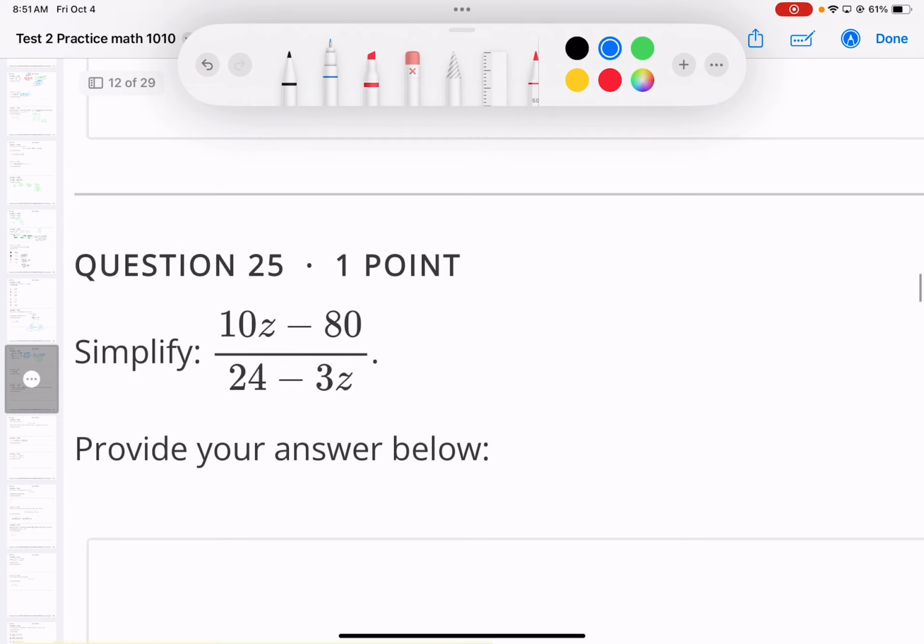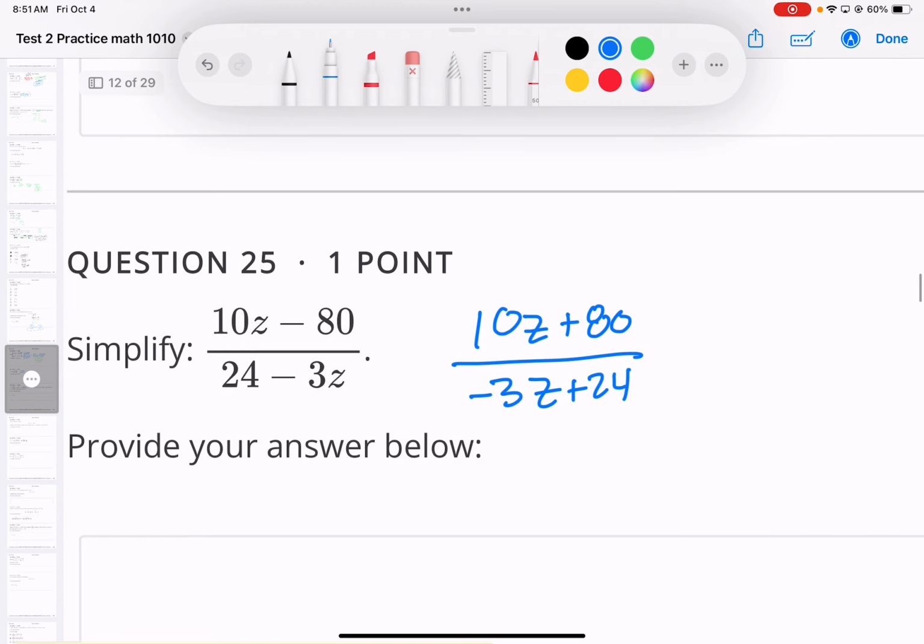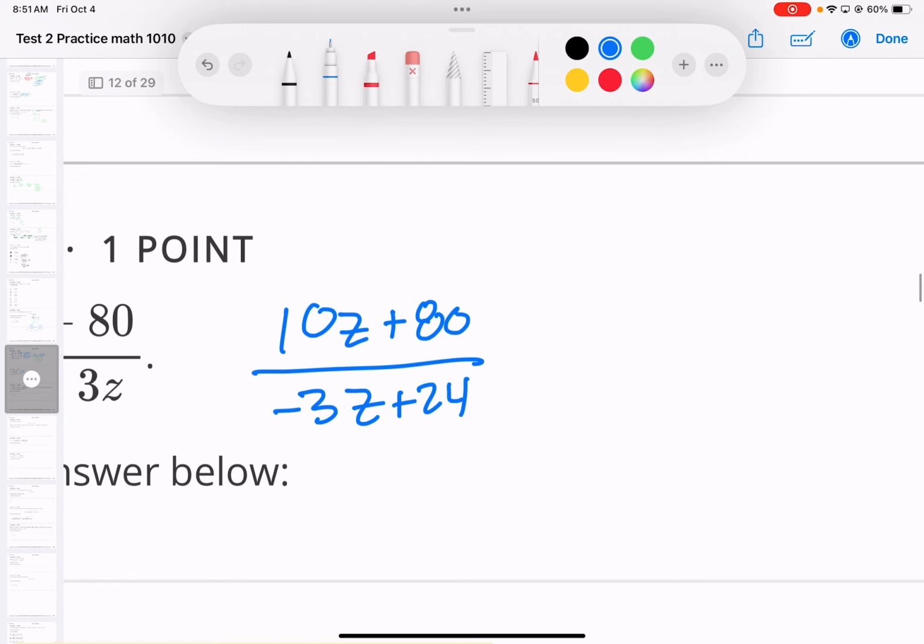Okay, when I simplify this, what's going to be the first step to make this a little bit easier? Should I reorder these? Can I do that? Yeah, I can use the commutative property, right? So I've got 10z plus 80 over negative 3z plus 24. That just gets it in the same form so we can see what we need to get rid of. I'm going to pull out a 10. It's going to give me z plus 8.